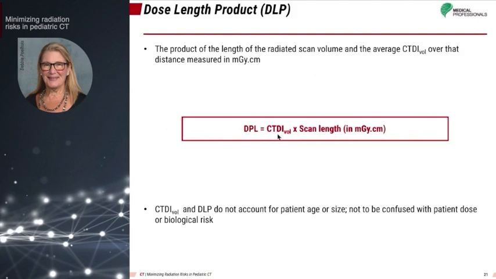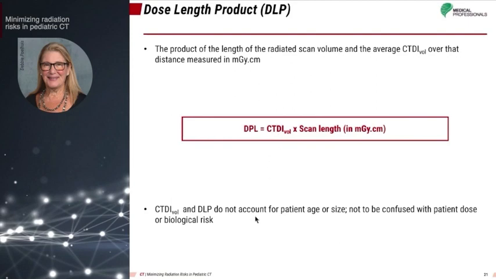All scanners are required to report these two metrics, which, because they allow for the comparison of different protocols, are helpful in optimizing protocols in and between different institutions.